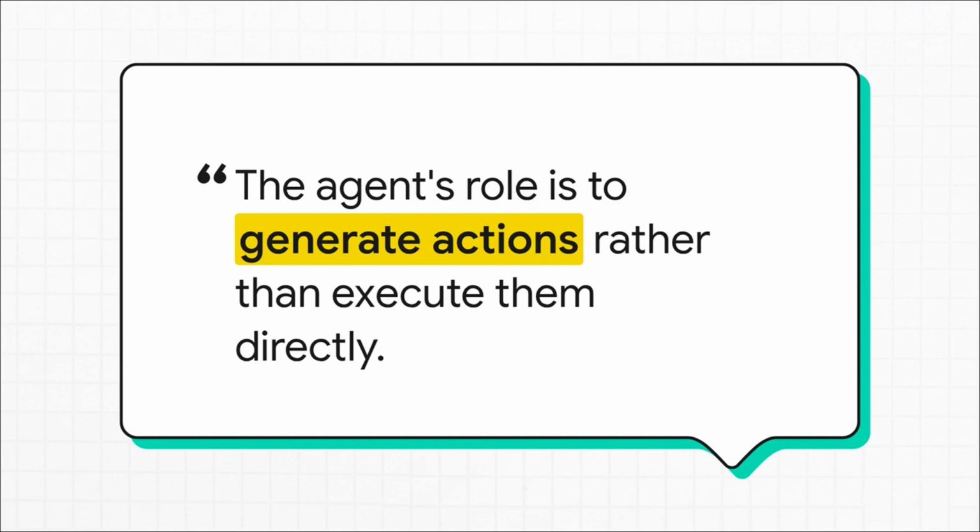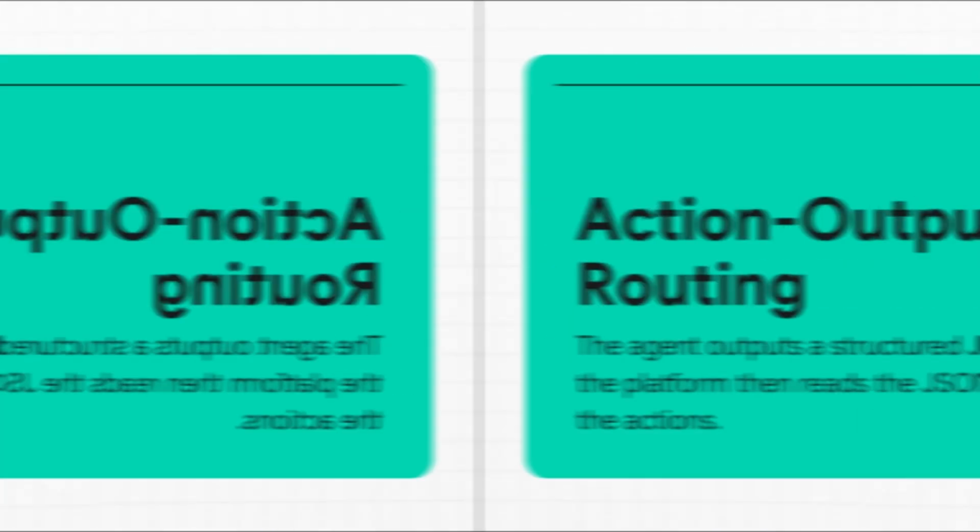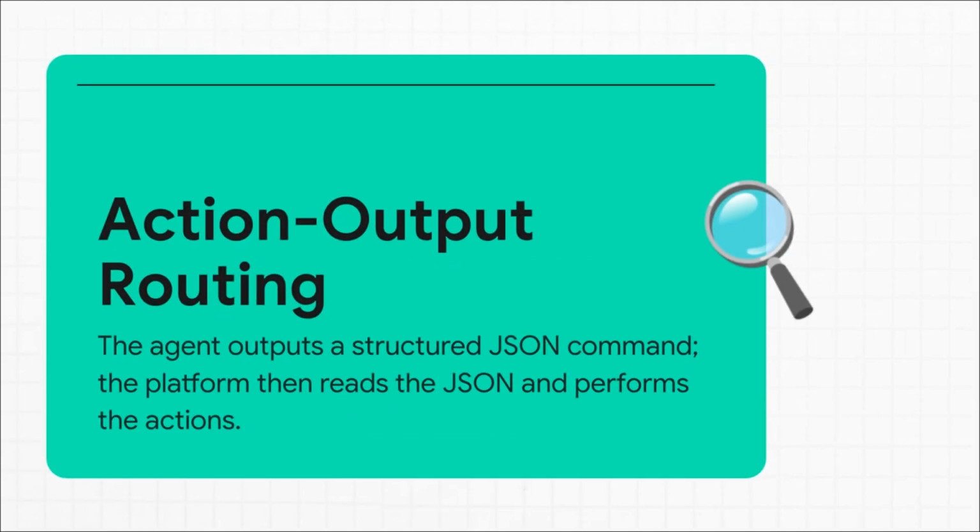You must separate the thinking from the doing. The agent becomes the brilliant strategist. It comes up with the master plan, but it doesn't push the buttons itself anymore. And the way we do this is with something called action-output routing. What that really means is the agent's final output isn't just a sentence.